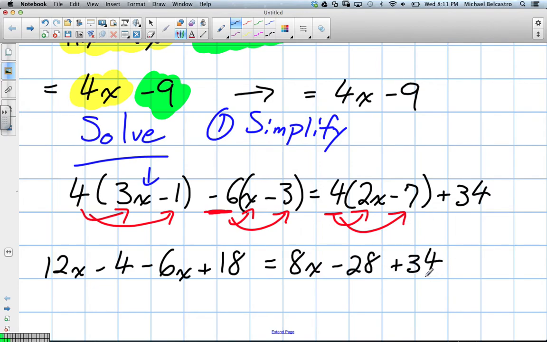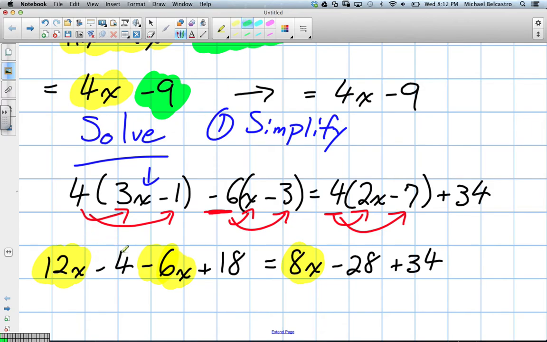Okay. Now when solving, we haven't quite simplified. We have put things together, but simplifying would also mean getting all of our like terms together. So let's put all our like terms together. Let's highlight them. What is 12x related to? Negative 6x and 8x. It should be negative 6x, which means what are other values?